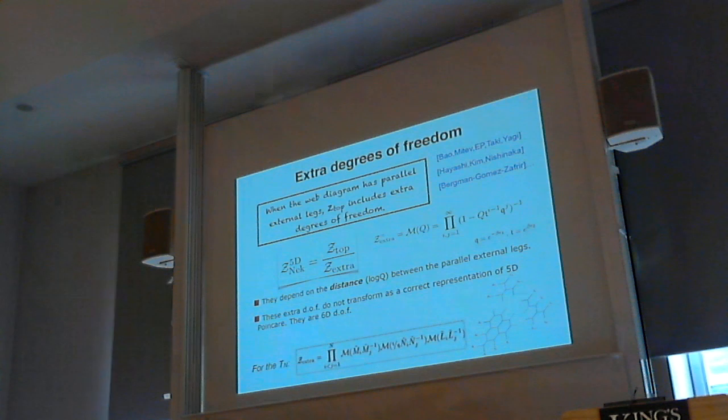And one thing to notice, maybe interesting, and this is how you can think that you have to subtract them, is that they do not transform in a 5-dimensional representation. They transform as 6-dimensional degrees of freedom. So they are really not of the same type as what we want.